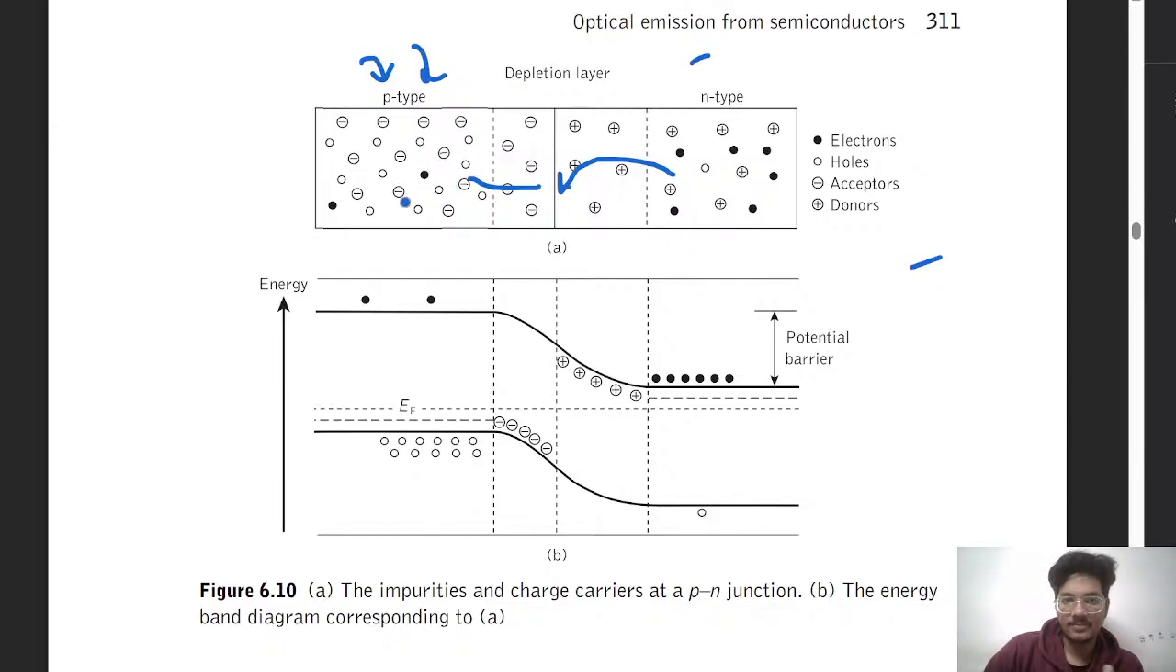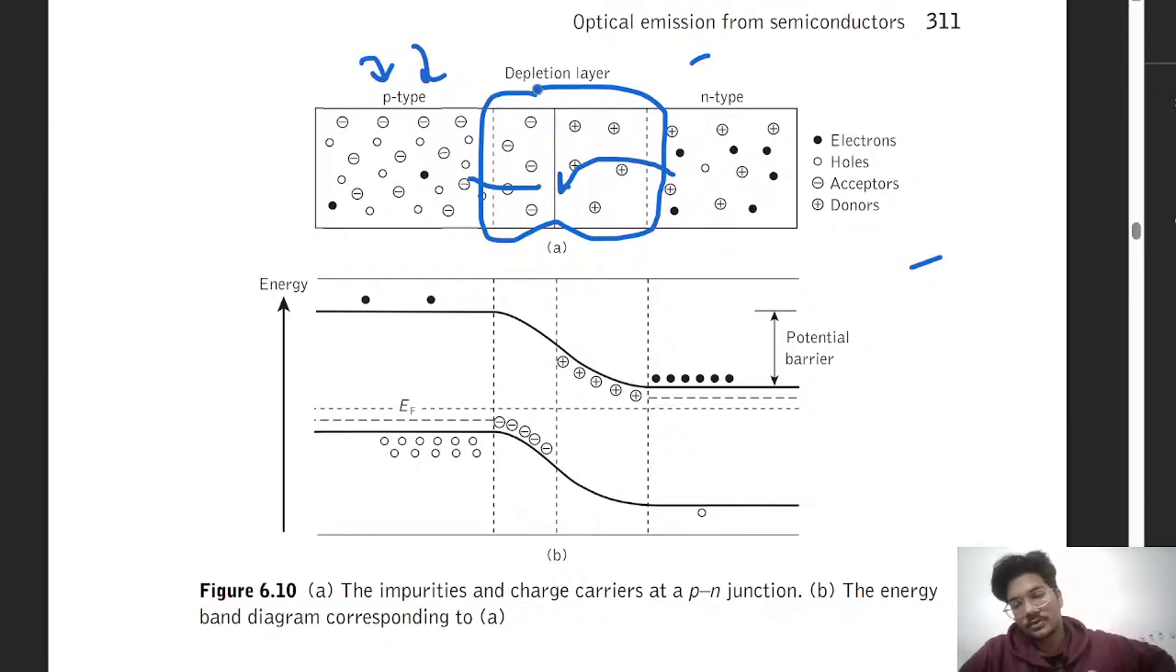Electrons from the n side diffuse to the p side and holes from the p side diffuse to the n side. They recombine, leaving behind fixed charge ions: positive ions on the n side and negative ions on the p side. This region becomes a depletion region. There is no free carrier, so it acts as an insulating layer.